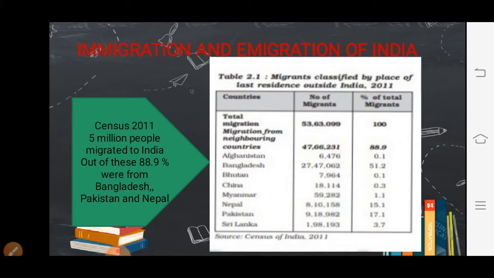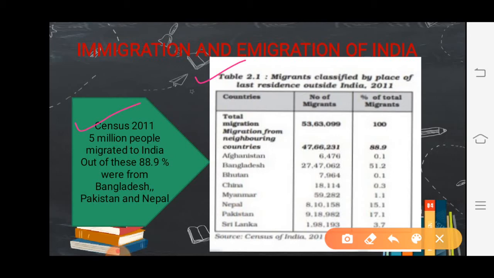So let us see the migrants who have come from outside to India. According to the Census of India 2011, 5 million people migrated to India. Out of these, 88.9% were from Bangladesh, Pakistan and Nepal. This particular concept can be cleared with the following Table 2.1.